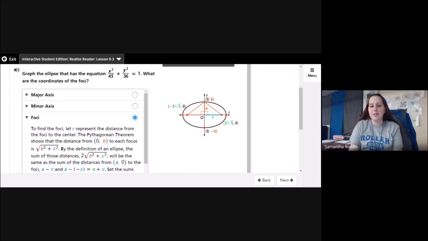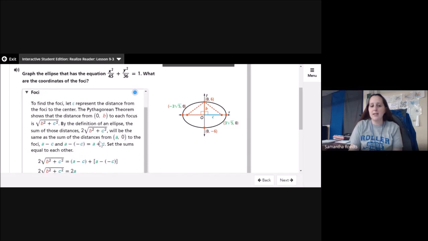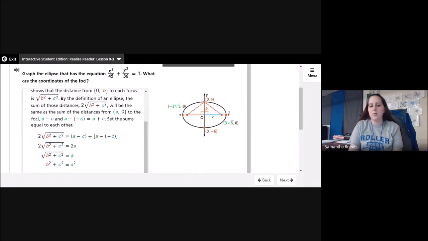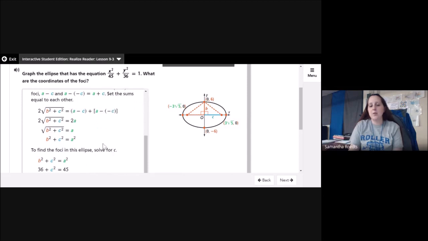The sum of those distances, 2 times the square root of b squared plus c squared, will be the same as the sum of the distances from (a, 0) to the foci, a minus c and a minus -c, or a plus c. Set the sums equal to each other. So 2 times the square root of b squared plus c squared equals (a - c) + (a + c). When I simplify that, I get 2 times the square root of b squared plus c squared equals 2a. The square root of b squared plus c squared equals a. So b squared plus c squared equals a squared.